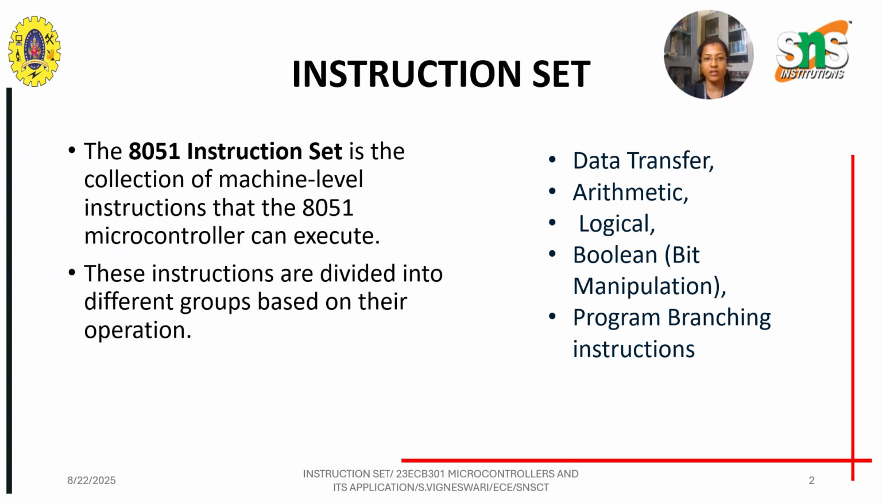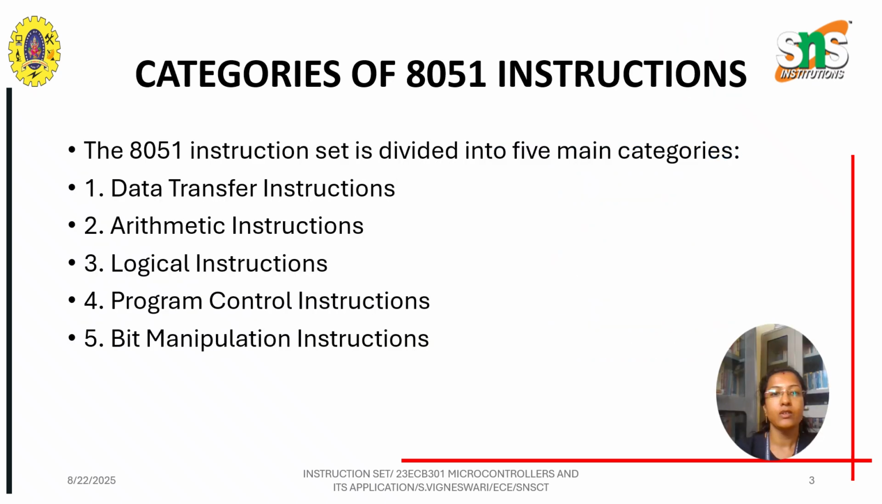This instruction set is divided into five important groups: data transfer instructions, arithmetic instructions, logical instructions, Boolean or bit manipulation instructions, and program branching instructions. For a more detailed understanding of those instructions, consider the five categories of instructions as a toolkit, and each toolkit will contain specific codes that execute a specific kind of operation.